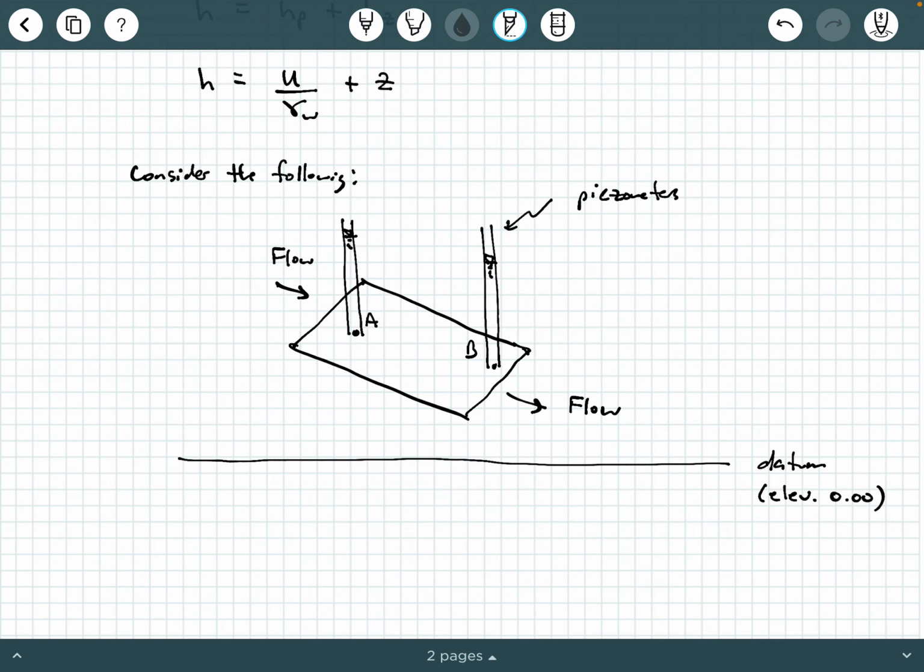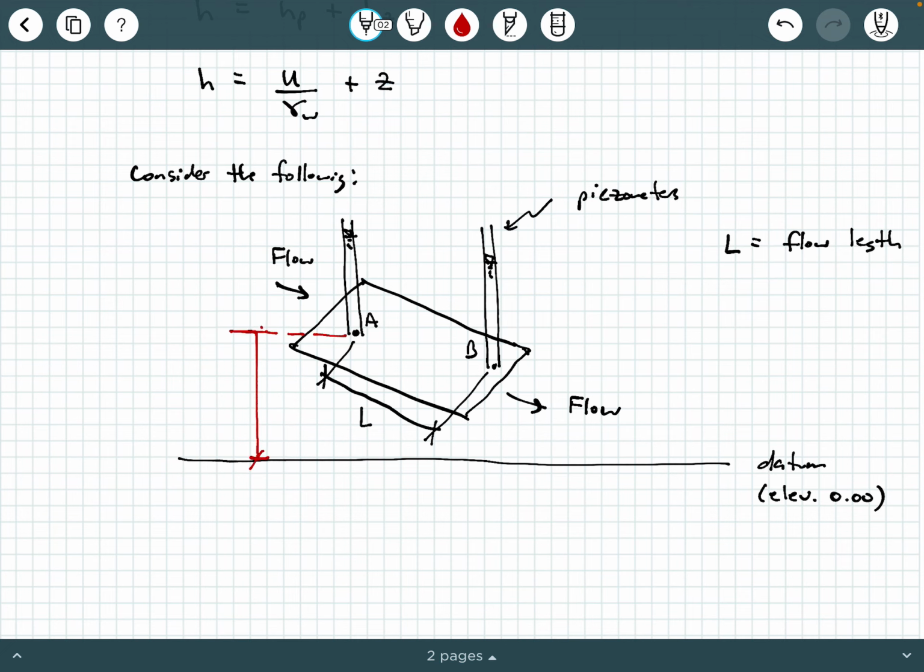Okay, now let's go ahead and consider some other elements of this. First, we're going to have a flow length. Okay, draw that a little bit better for you. This right here is going to be L. We're going to say L is the flow length. That's the distance from point A and point B where the piezometers are located.